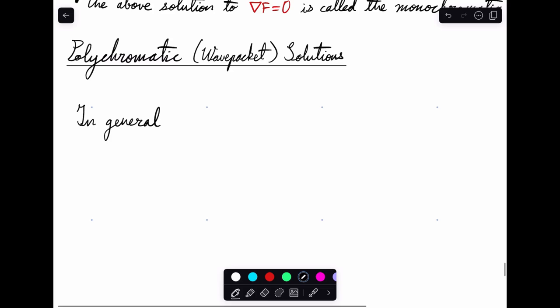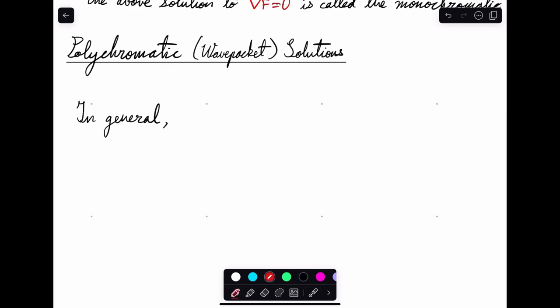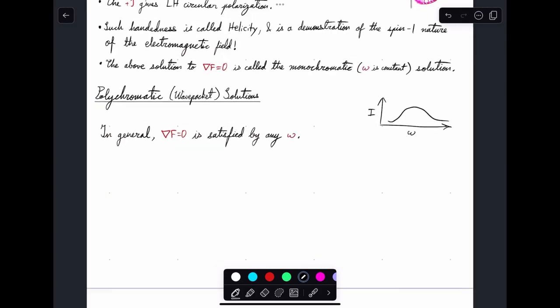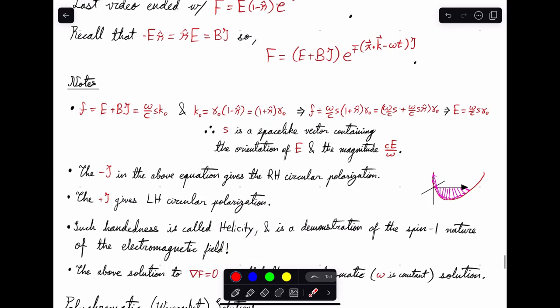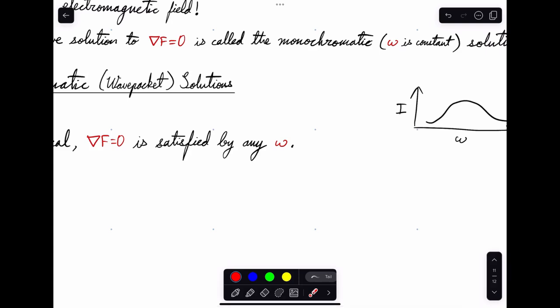So, in general, this equation with the plane wave solution is satisfied by any omega. It doesn't matter what the actual value of this omega is here. It will always be a solution if it's in this form. So it's satisfied by any omega.